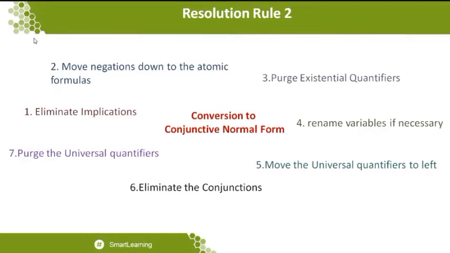So for the conversion to the conjunctive normal form, we eliminate the implication, followed by moving the negation down to the atomic formula statement, followed by purging the existential quantifiers and renaming the variable if necessary, followed by moving the universal quantifiers to the left, and eliminating the conjunction, and finally purging the universal quantifier. These are all the different steps to be followed when you want to convert the first order logic statement to the conjunctive normal form.